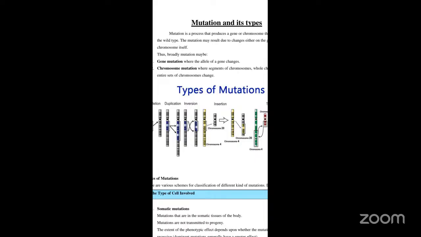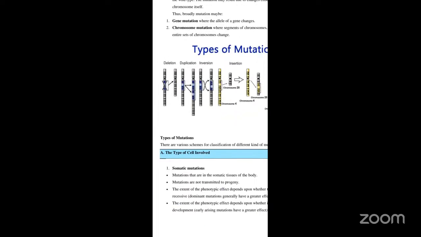So broadly speaking, mutations have been classified into two different types. One is called the gene mutation and the other one is called the chromosome mutation. In the case of gene mutation, there will be a change either in the gene or in the allele. Whereas in the case of chromosomes, it may involve the whole chromosome or the entire set of chromosomes or only a segment of the chromosome. Now coming to the types of mutations.